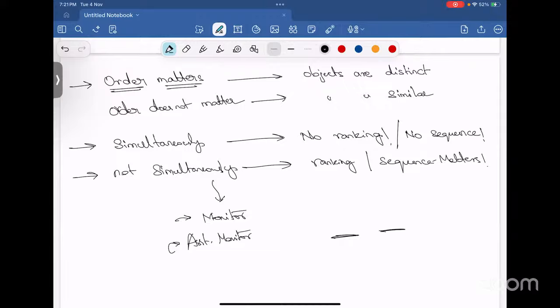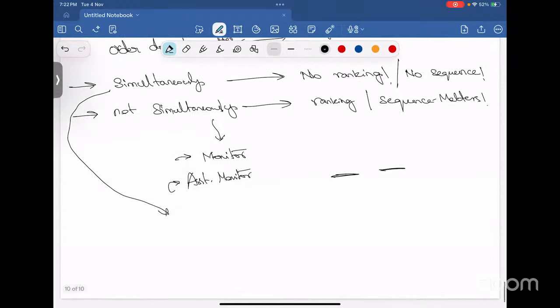So that means, sir, by NC1 ways we will select the monitor first and then N-1 C1 for the assistant monitor, right? Correct. So there is some ordering. If you have some sequence or order or ranking, then the events are not simultaneous. And simultaneous is like you want to select 2 members, something like forming a group or committee. You want to form a committee and select 2 members. There is no ranking, so you are just selecting.